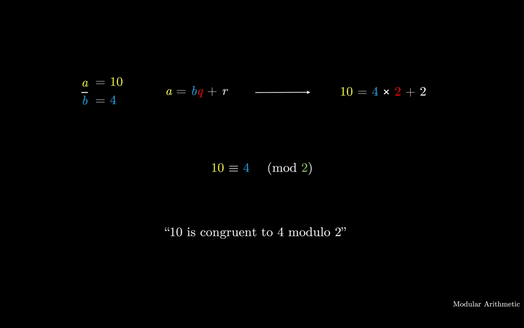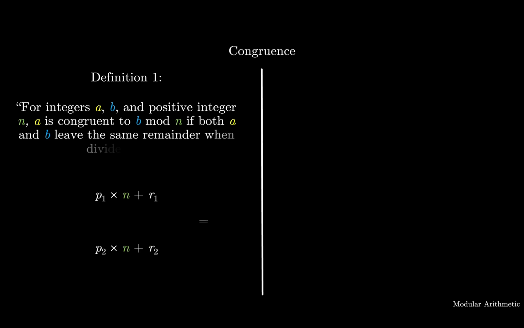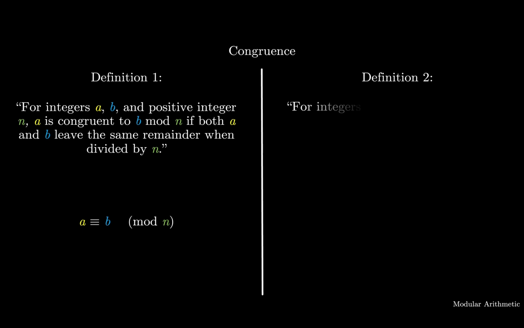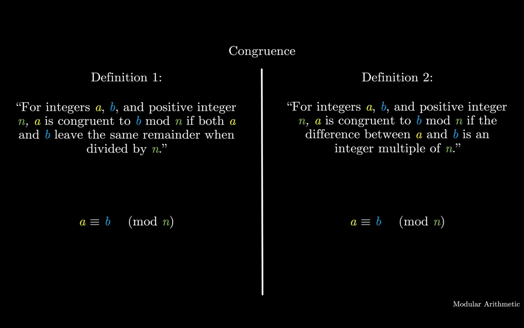Note that modulo can also be replaced with mod. There are two definitions for the congruence of two integers. Definition number 1. For integers a, b, and positive integer n, a is congruent to b mod n if both a and b leave the same remainder when divided by n. Definition number 2. For integers a, b, and positive integer n, a is congruent to b mod n if the difference between a and b is an integer multiple of n.